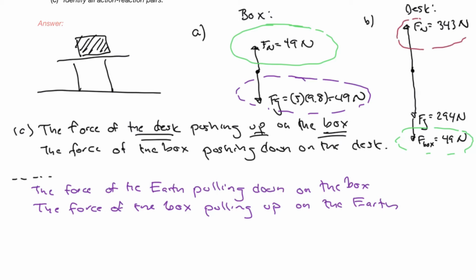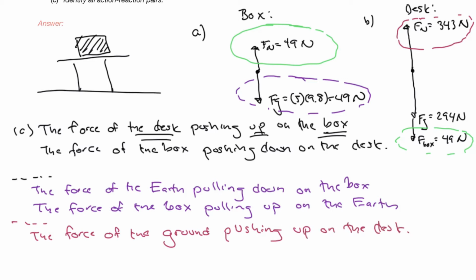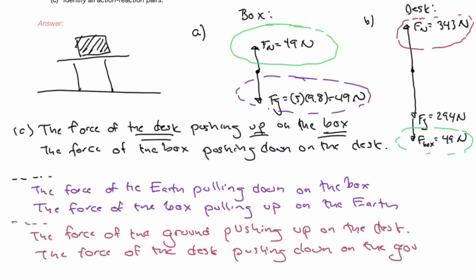We can look at the normal force on the desk and identify its reaction force. Well, let's write it out in a sentence. The normal force on the desk is simply the force of the ground pushing up on the desk. And so rewriting that sentence, we can identify its reaction force. That's the force of the desk pushing down on the ground.